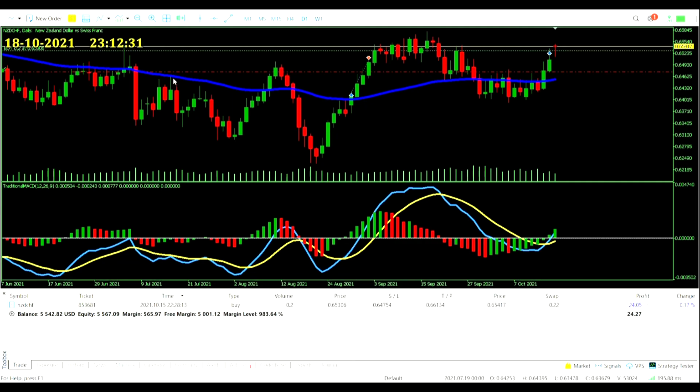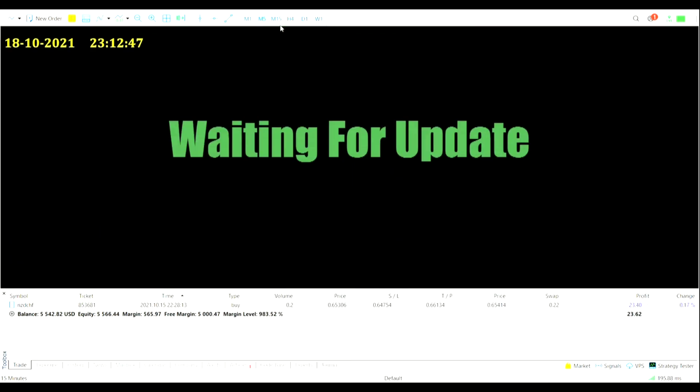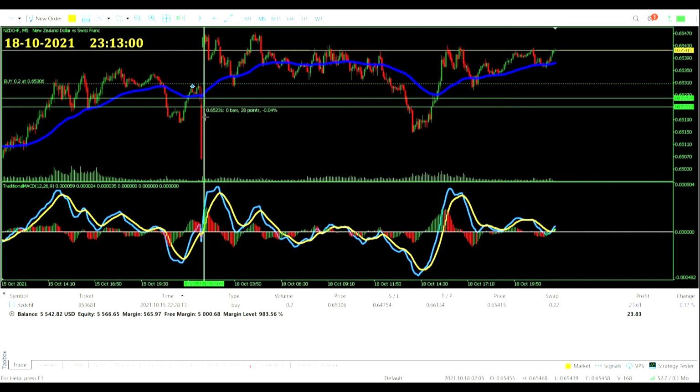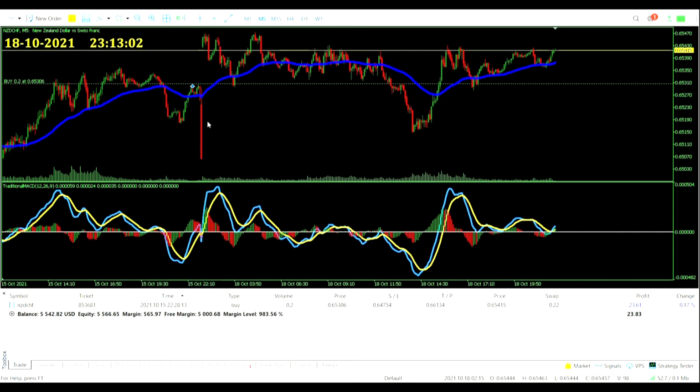Back on the charts, how's our New Zealand dollar Swiss franc trade looking? Not too bad, about $24 up at the moment. Bit of a weird gap between Friday and today, because we can see the last 15 minutes on Friday had a real sell-off of the New Zealand dollar. But then over the weekend, they changed their mind, and we did have quite a bit of a gap up as it reopened after the weekend.